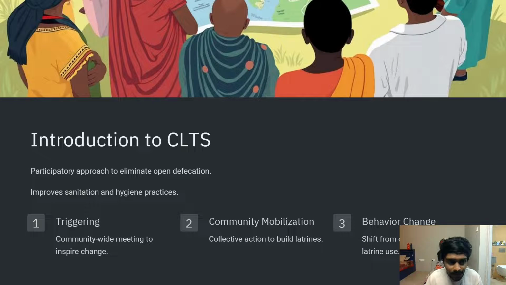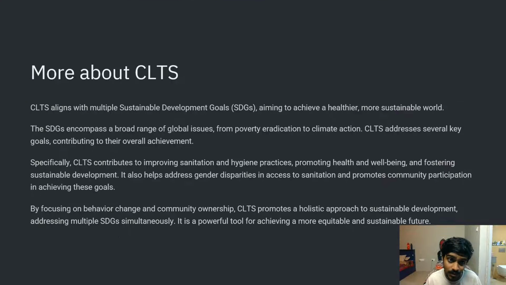Now let's talk a little bit more about CLTS. It is a participatory approach to eliminate open defecation. It improves sanitation and hygiene practices. It consists of three parts: triggering, community mobilization, and behavior change. In triggering, we have a community-wide meeting to inspire change. We also do collective action to actually build latrines, and we also have behavior change, which is shifting from open defecation to latrine use.